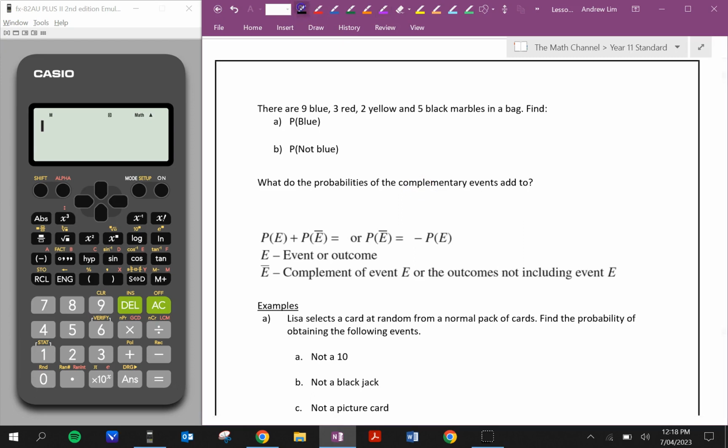Here there are 9 blue, 3 red, 2 yellow, and 5 black marbles in a bag. What's the probability that it's blue? Well, the probability that it's blue is 9 out of how many marbles are there? 9, 12, 13, 14. There are 19 marbles in the bag. So there's a 9 out of 19 chance that it'll be blue. What's the probability that it's not blue? Well, there must be 10 out of 19. 10 out of 19 are not blue. We can see 3 red, 2 yellow, 5 black. That's 10 marbles that aren't blue.